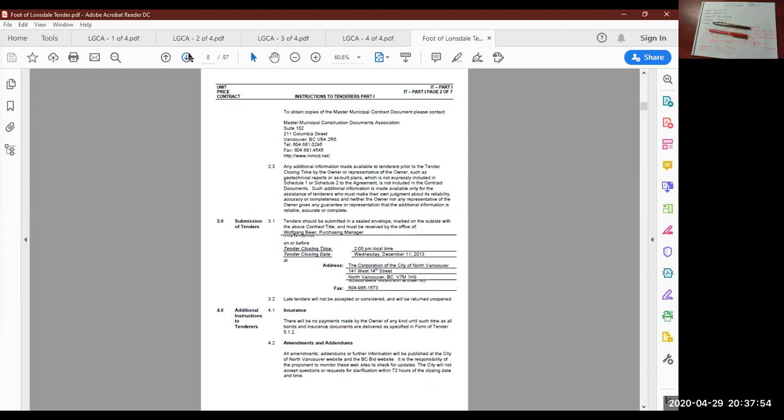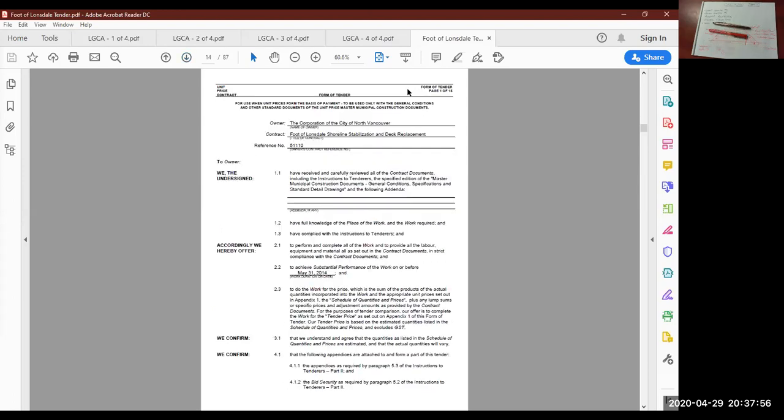So, instructions. In this section is the form of tender. This is what you actually submit in your envelope at the closing location, at closing time. The form of tender, this one is 16 pages long. This is what it looks like typically. It has the owner, the contract again, and there's a section for addenda.